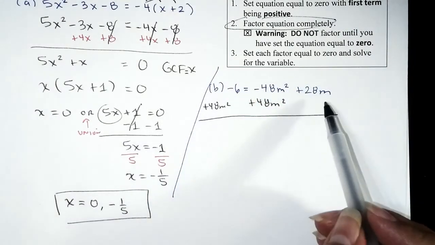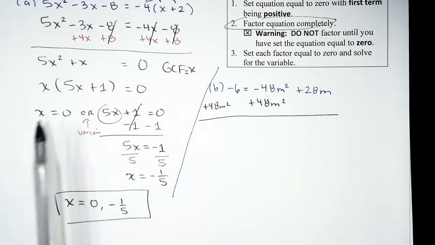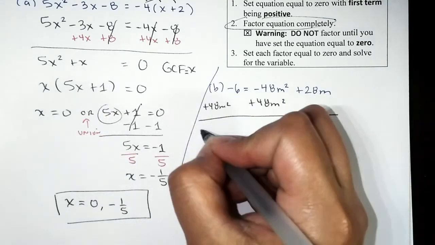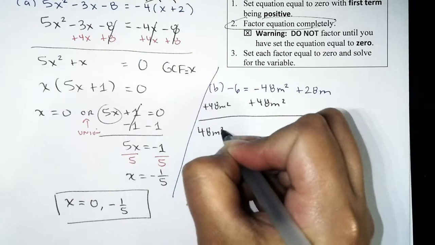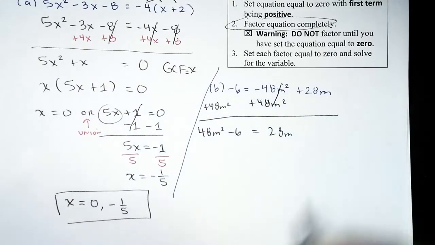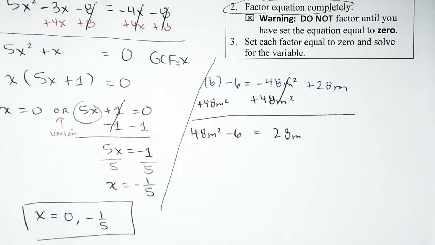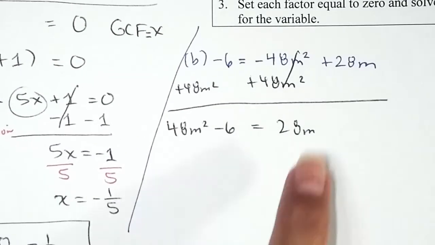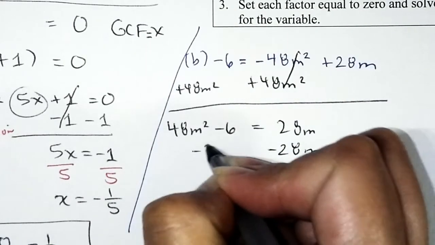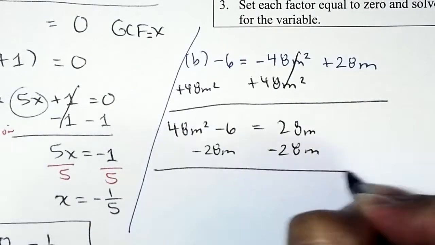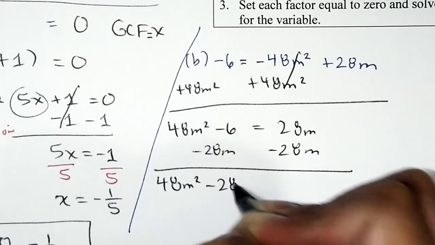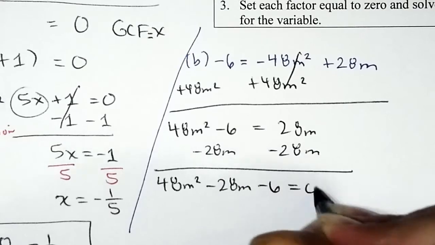The 28m will have to be moved in the second trip because I don't want to confuse myself. There's not a space to line it up under. So that will leave us with 48m squared minus 6 is equal to 28m. This is not quite set equal to 0, so no factor property just yet. Let's go ahead, subtract 28m from both sides. And when you do, that will leave us with 48m squared minus 28m minus 6 is equal to 0.